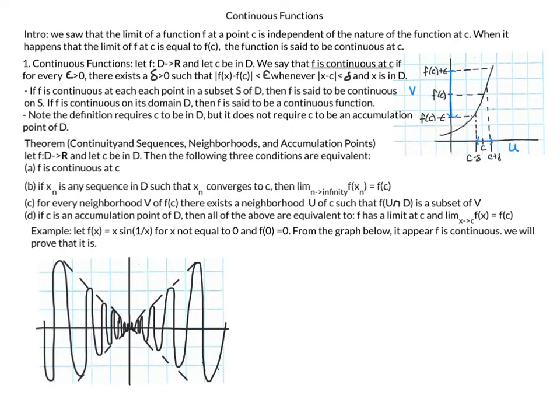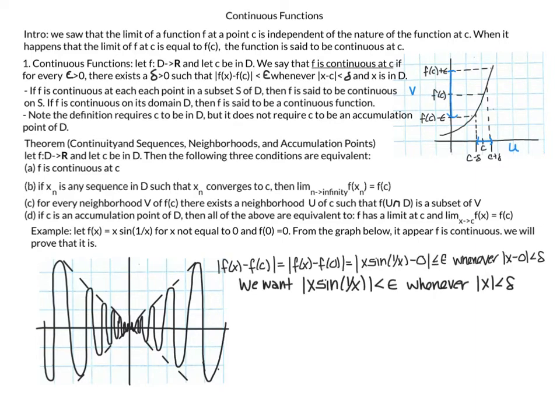Our next example, we have the function f of x is equal to x sine of 1 over x for x not equal to 0 and f of 0 equal to 0. From the graph below, it appears that f is continuous, and we will prove that it is. Using a proof strategy very similar to what we used for limits, we're going to look at the absolute value of f of x minus f of c being less than epsilon.